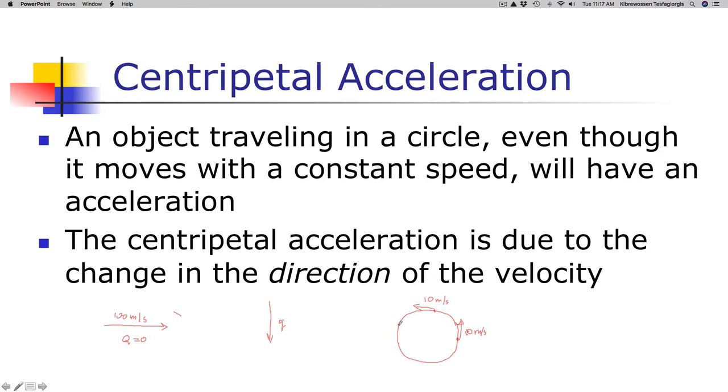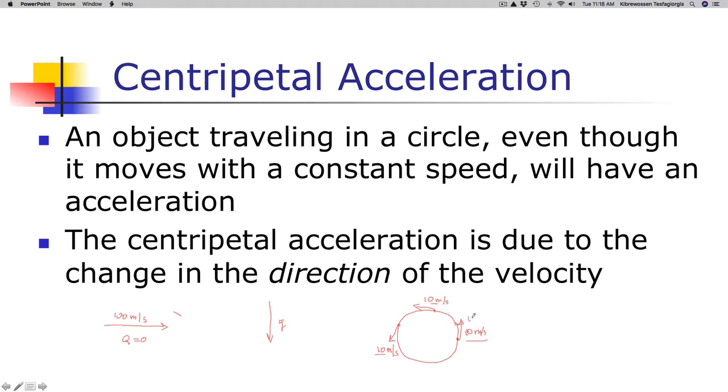When it reaches here, it is 10 meters per second. So something that you need to keep in mind here is that the magnitude of the velocity is constant. I mean, the magnitude means the number. Look, 10, 10, 10. But if you look at the direction, it is different. What do you mean by that?